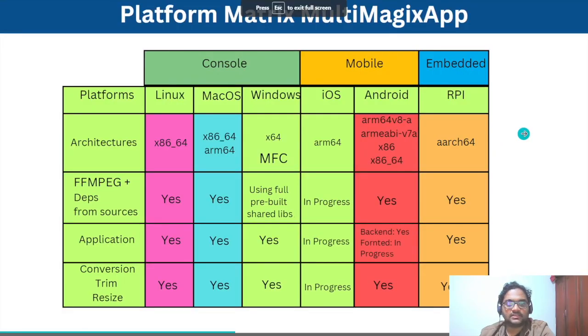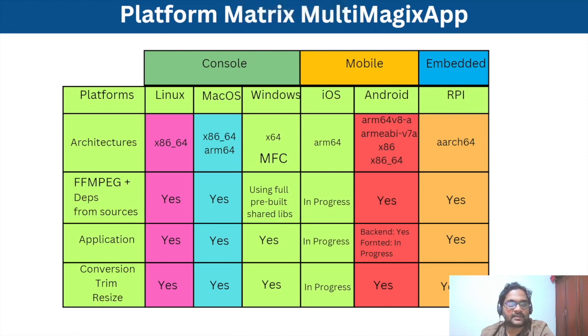So this is the current metrics with respect to the platforms. As we discussed in the last video, we support console applications, mobile applications and embedded applications. In console we are into Linux, Windows and Mac OS, in mobile we are into iOS and Android, and in embedded we are into the RPi target platform. So these are the different architectures supported currently.